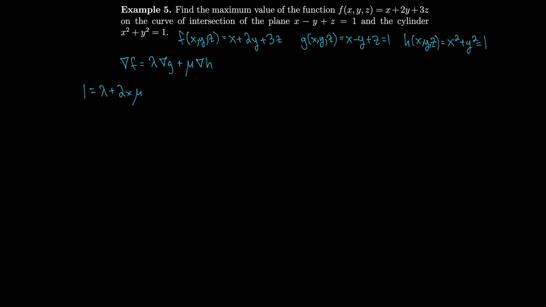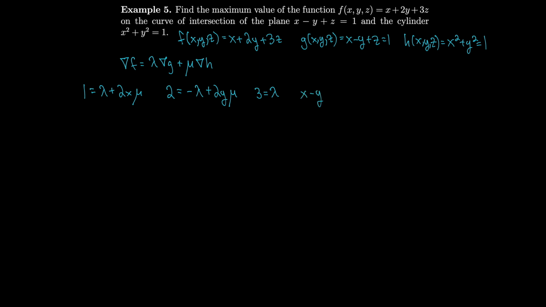That'll be partial with respect to y. Well, that's 2 for f, and then minus 1 for g. So minus 1 times lambda, so minus lambda, and then 2y for h, so 2y times mu. And then for my last one with respect to z, it looks like I've got 3 for f, and then I've got 1 for g, so 1 times lambda. And then there's no z for my third constraint, so that's wonderful. So I don't have any mu. I just get 3 equals lambda. Beautiful. I still have my constraints.